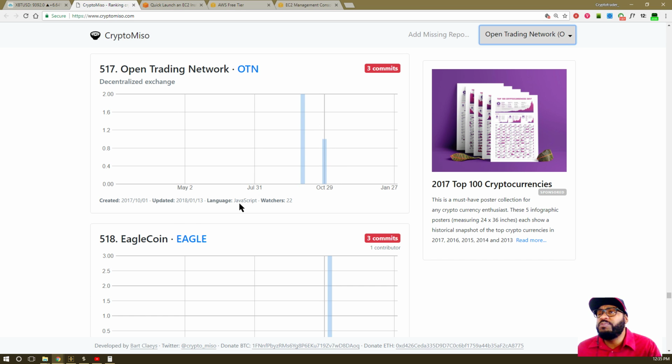When did they start this? It's programmed in JavaScript. Updated on the 13th. Last update. It was created. Look at this. See, you guys, this is Crypto Miser, they just created this website. This is a fresh website. When you can see within a glance what this whole coin is about, whether or not it's being developed, it's got 22 watchers, 3 commits.